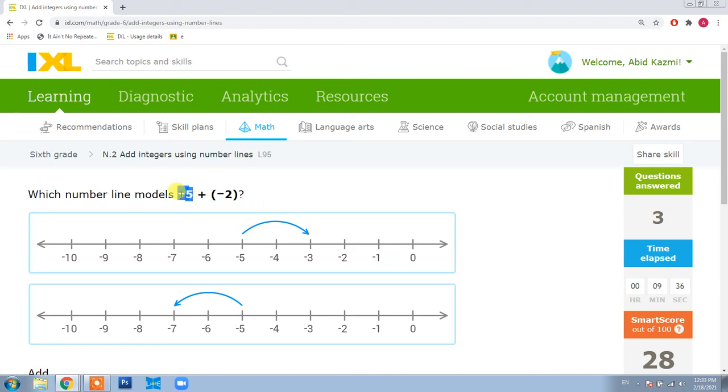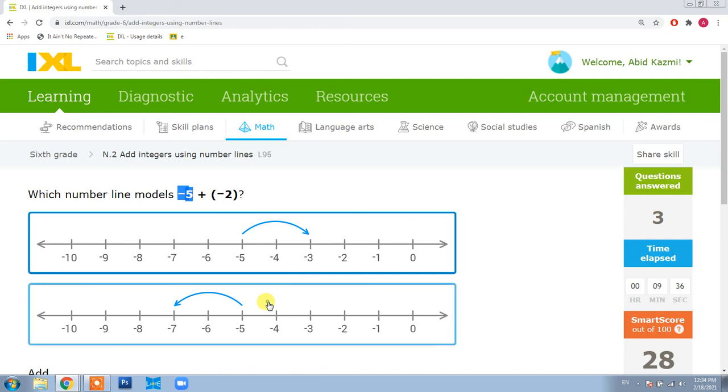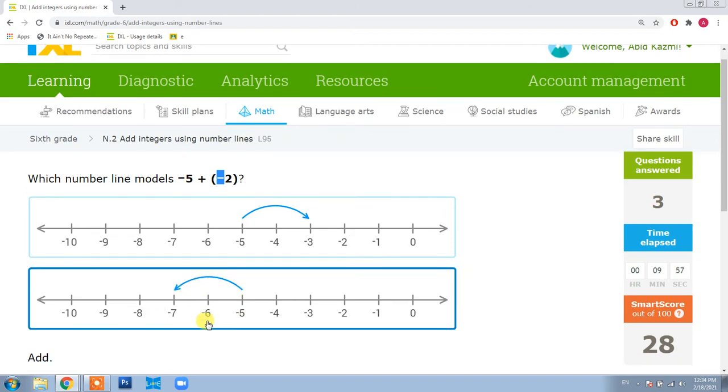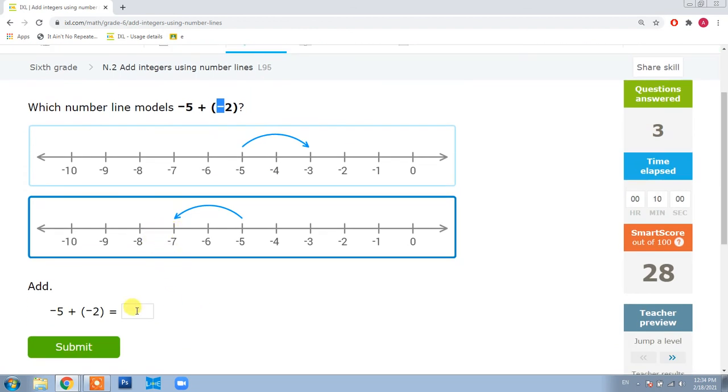Starting with negative 5, both the equations are using negative 5, and we need to take 2 steps. In both the number lines they are taking 2 steps, but we have negative 2, so we will have to pick the one which is taking the 2 steps on the left side. So starting with negative 5 and taking 2 steps towards the left, this is the right number line, and hence the answer should be negative 7. Again, we see the rule. The signs were the same, so we just add the numbers, like 5 plus 2 is 7, and keep their sign, which is the negative sign. Great.